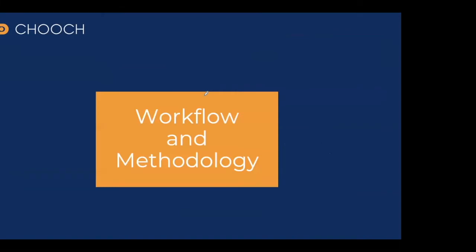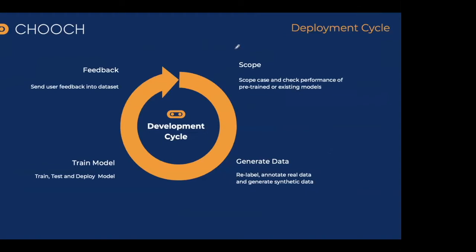So the workflow and methodology we have here at Chooch AI is quite simple actually. You scope the problem with the client or with the partner. Basically, scope what the case is. What is the client trying to detect? And usually, the answer to this is not that simple. Sometimes you have to walk through with the client to understand what they're actually trying to achieve with visual detection.